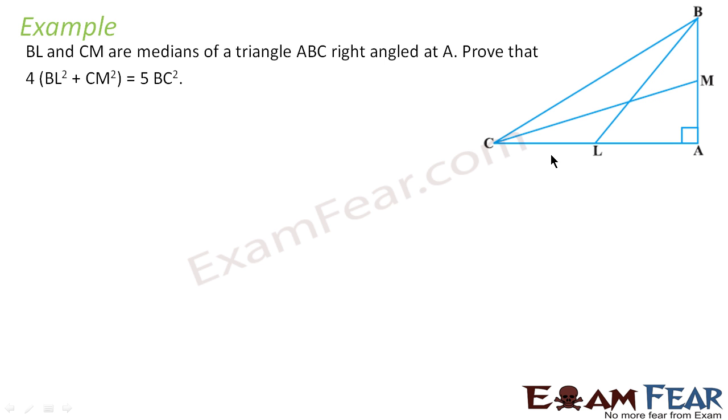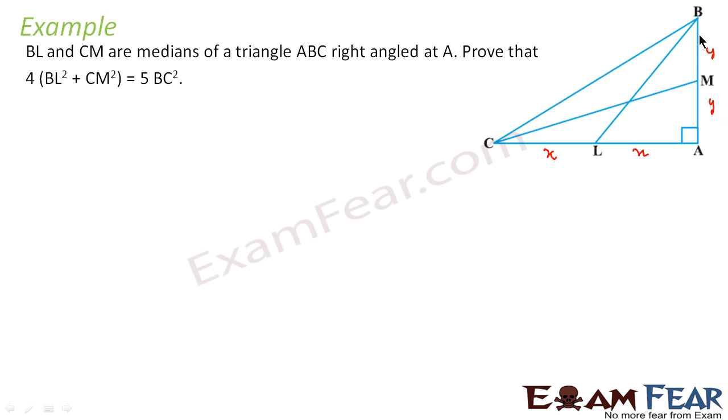So if BL and CM are medians, if this is X, this is also X because BL is median, and if this is Y, this is also Y. The whole thing is 2Y. Why? Because M is the median. This is what we can conclude now. Now what we have to prove, 4(BL square plus CM square) is equal to 5 times BC square.